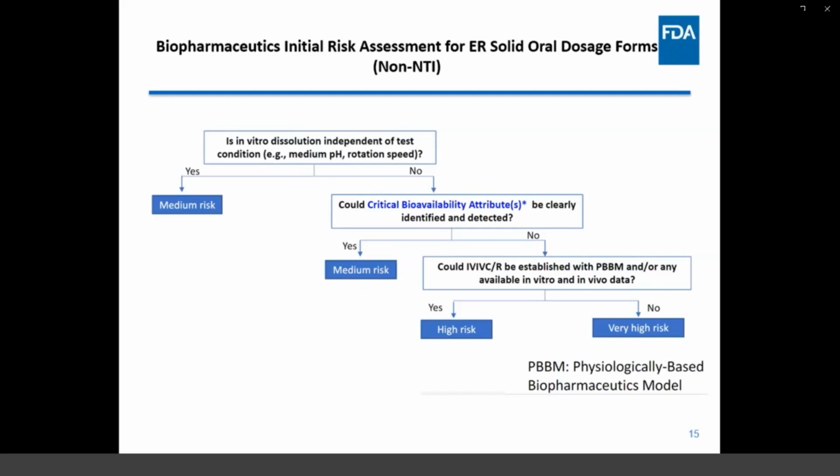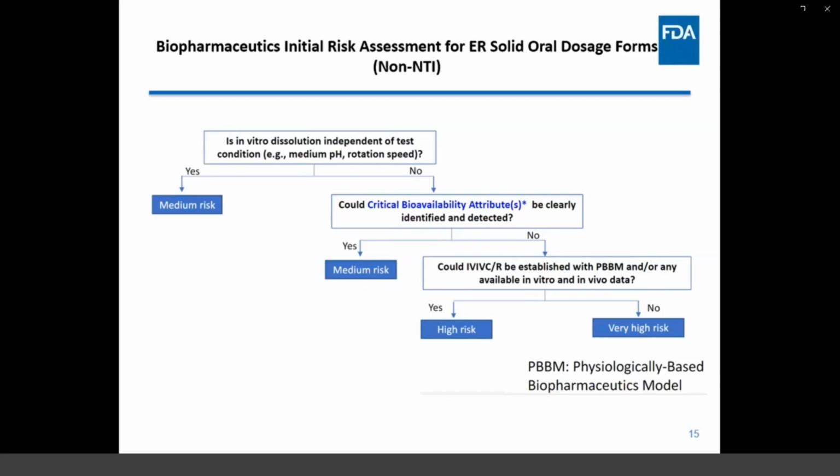Again, if this can be done, it's initially a high risk, but with the development of a PBBM or development of an IVIVR, we could mitigate that risk. However, if they're unable to satisfy that, then that would make it a high risk. And then high risk would need to be supported by in vivo data.